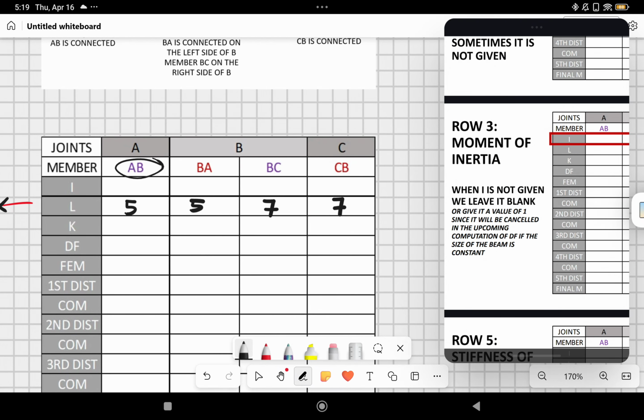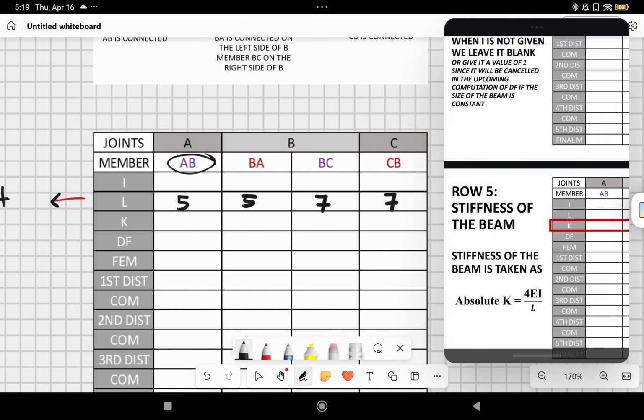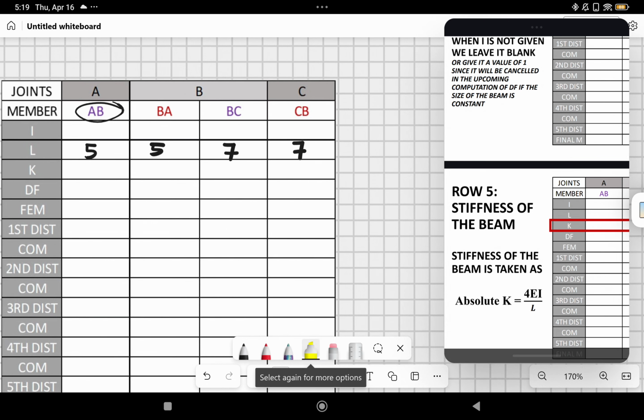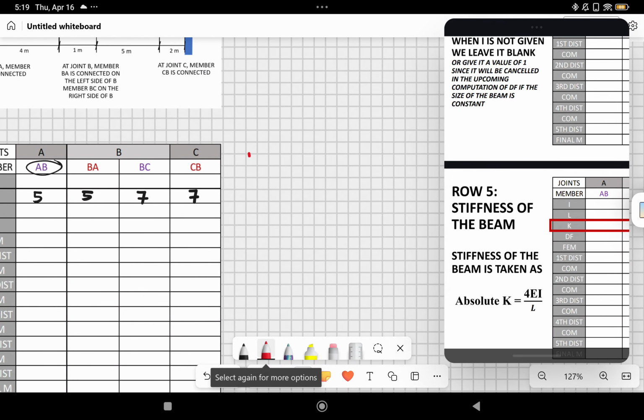Okay, next is K. So what is K? That is row 5, the stiffness of the beam. So how is the stiffness of the beam defined? It is given by the formula EI over L. Okay, so let me write it here. K is EI over L. This is absolute stiffness.